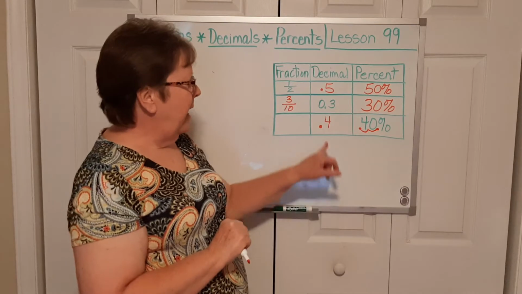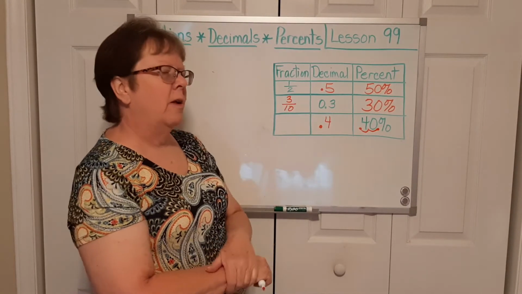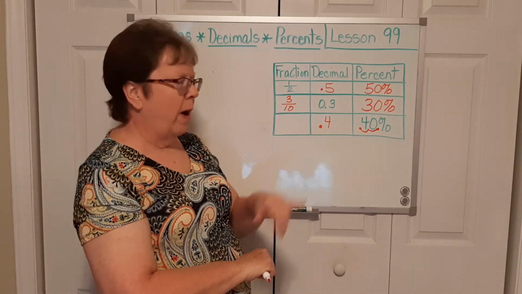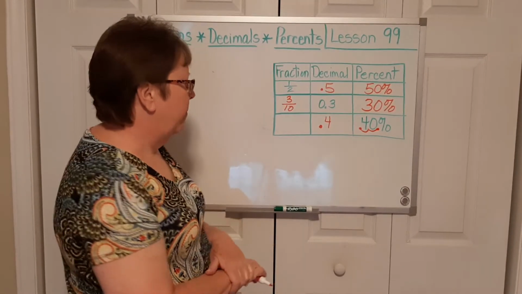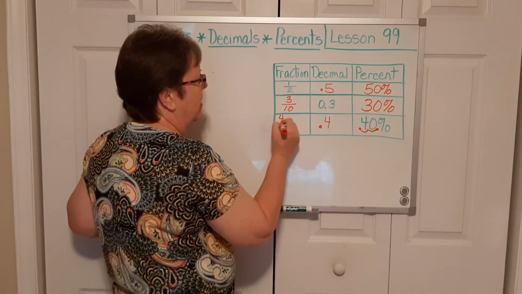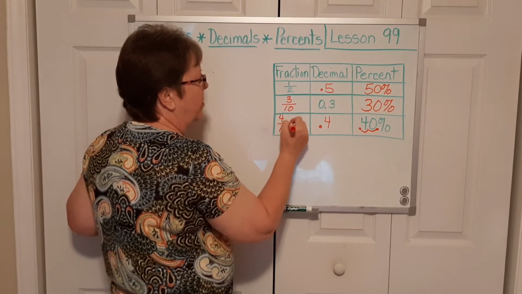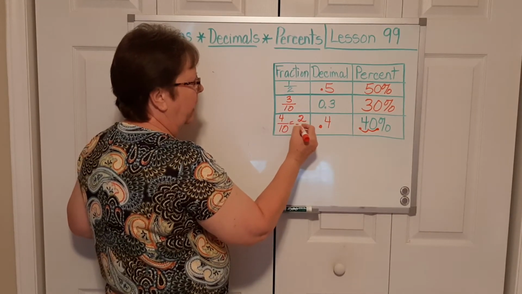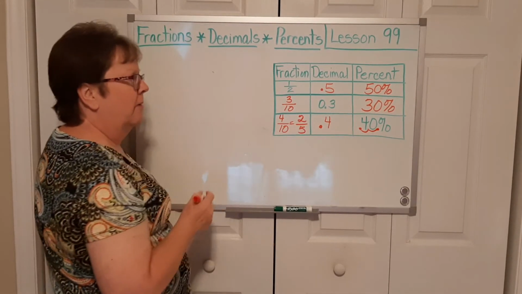Okay. Now, how would you say this decimal according to place value? Remember, it's one place to the right of the decimal. So how would you say it? Wouldn't you say it 4/10? But now 4/10 isn't reduced. So they'd like you to reduce it. And if you reduce it correctly, it would end up being 2/5.